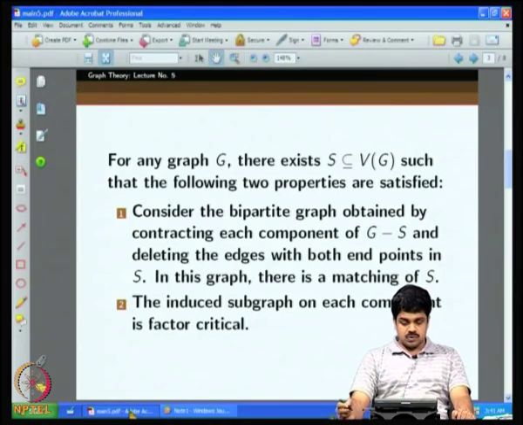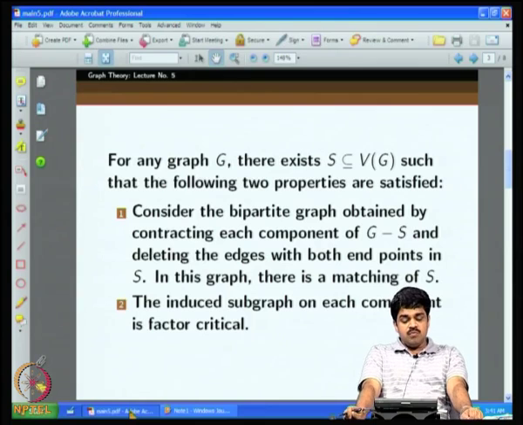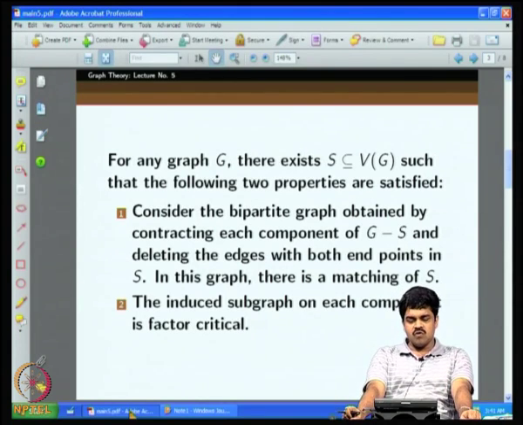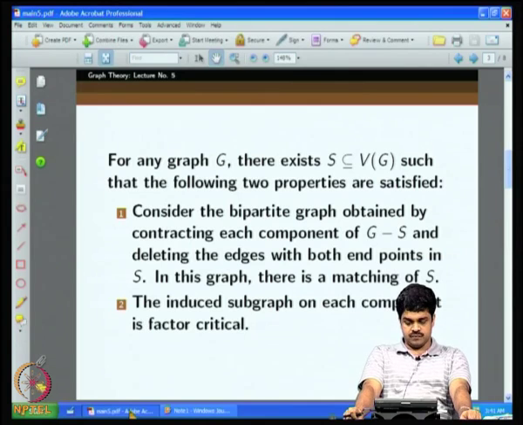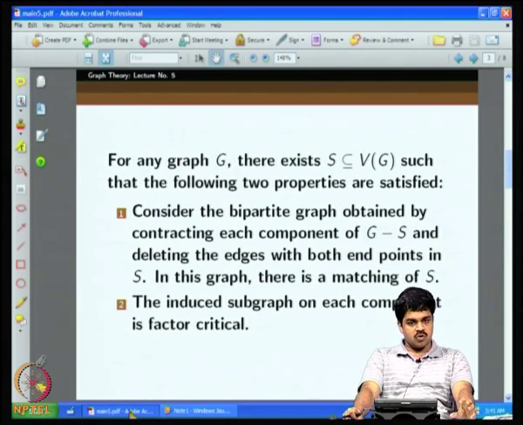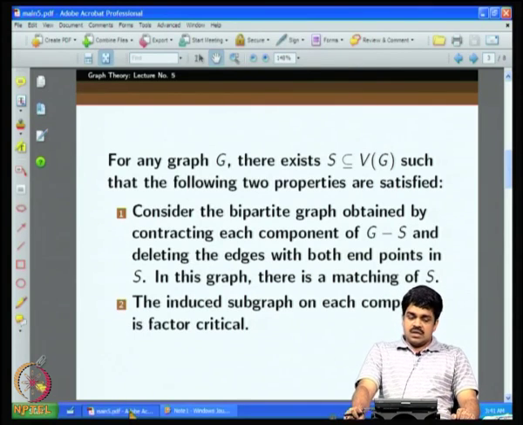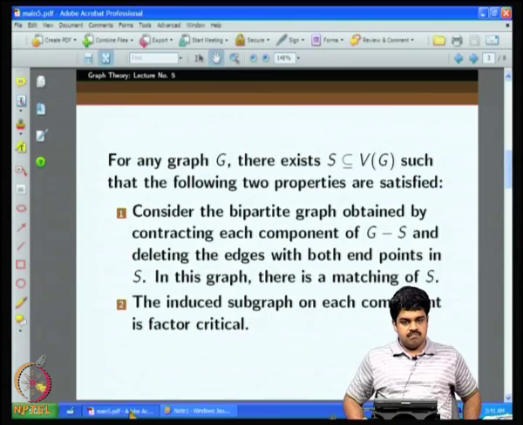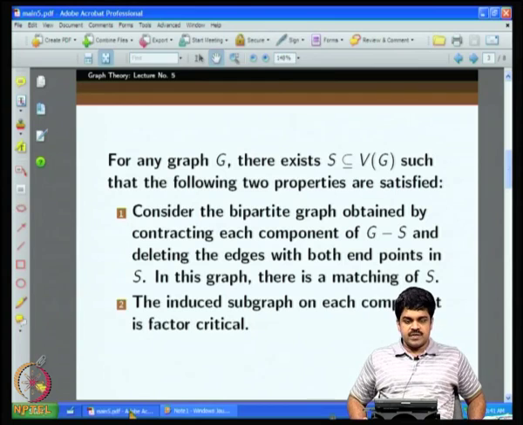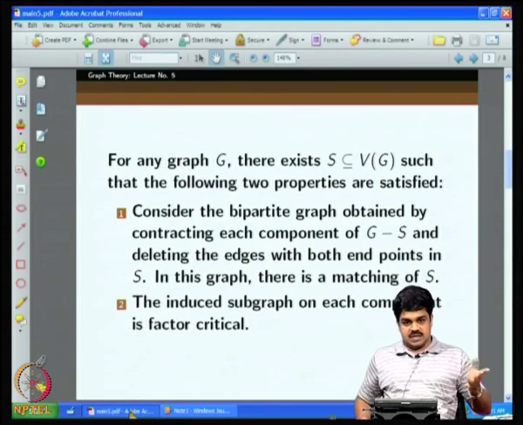Again we will look back. So, these are the two conditions. Give me any graph G, then you can always get some subset S of V of G such that two conditions are satisfied. One is, if you create that bipartite graph by contracting the components of G minus S into one vertex and deleting the edges inside the S, then you will always get a matching of S. That means each vertex of S has a partner. There can be extra vertices on the G minus S, the other side, right.